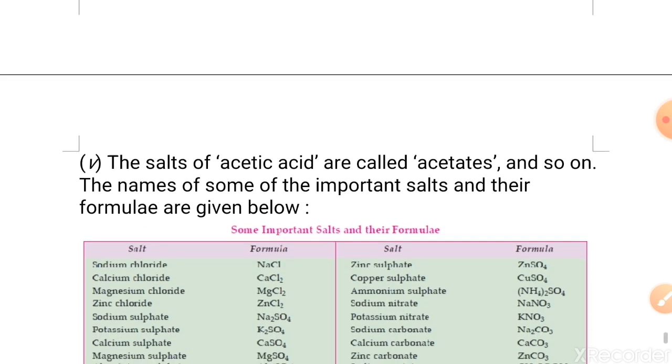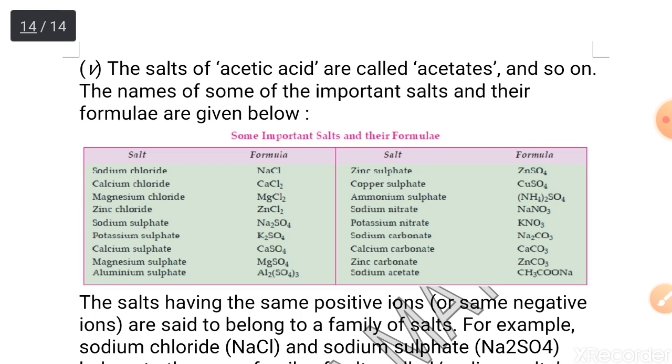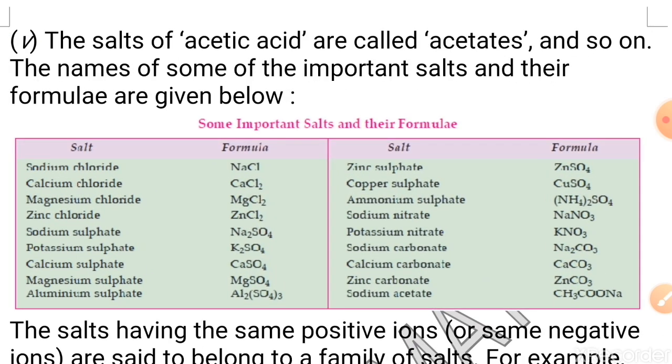Now some commonly used salts have been named here in this table with their formulas. You can see sodium chloride NaCl, calcium chloride CaCl2, similarly magnesium chloride, zinc chloride, sodium sulfate, potassium sulfate, calcium sulfate, magnesium sulfate, aluminium sulfate, then zinc sulfate, copper sulfate, ammonium sulfate, sodium nitrate, potassium nitrate, sodium carbonate, calcium carbonate, zinc carbonate, sodium acetate. So these are some common salts.